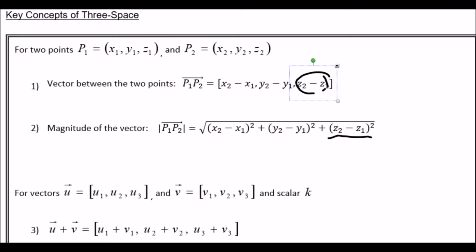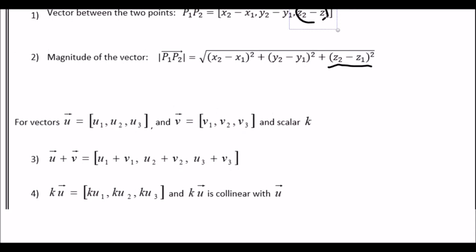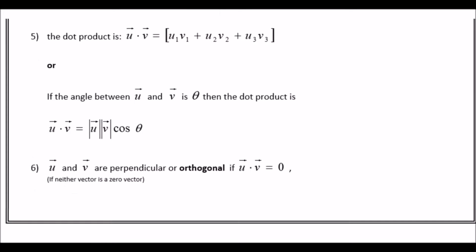If I give you two vectors u and v, and a scalar k, u plus v is just the first coordinates added up, comma the second coordinates added up, comma the third coordinates added up. ku is really equal to ku1, ku2, and ku3, where ku is collinear, which also means, of course, a scalar, or parallel with vector u. The dot product, u dot v: again, multiply the first coordinates together, the second coordinates together, the third coordinates together, add them, just like before, except we've got this u3, v3.